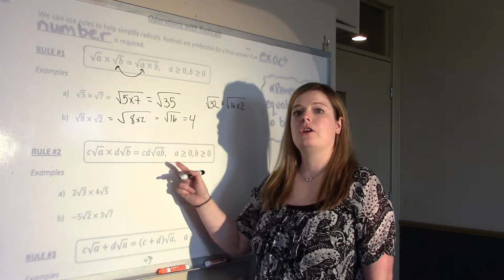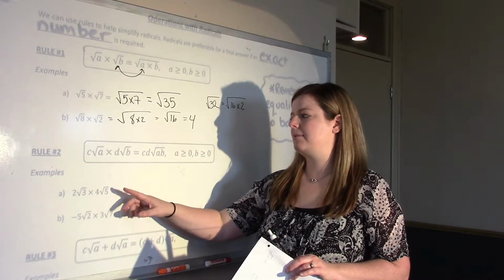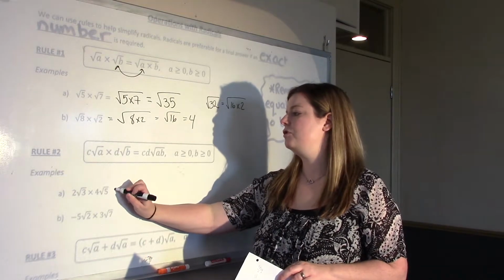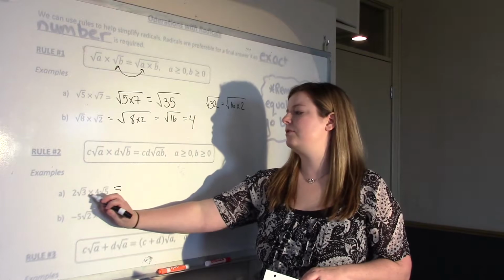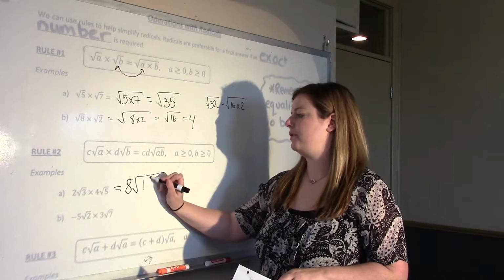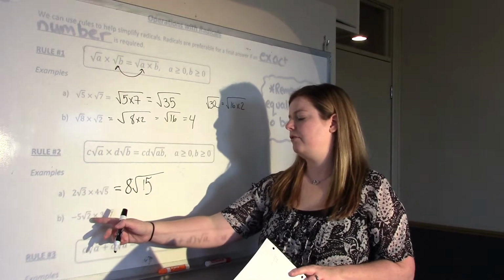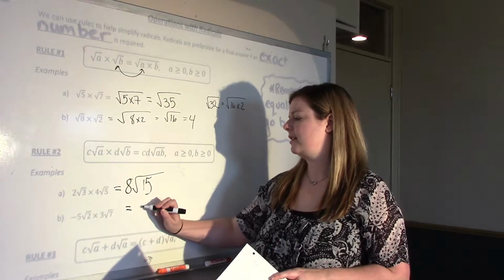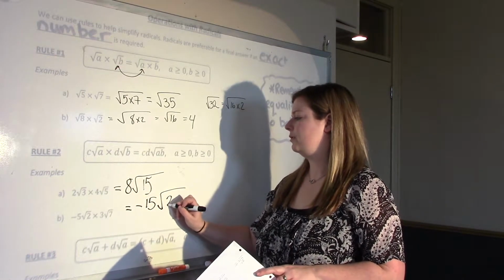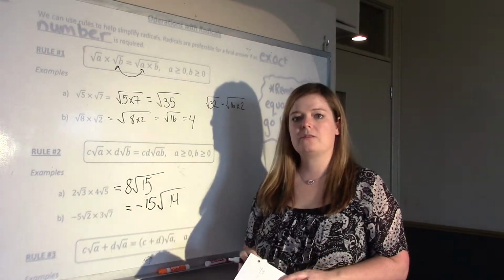Okay, our next rule is that C times root A times D times root B is the same as CD root AB. So in other words, if there are coefficients outside of the radicals, you can multiply the coefficients to be outside and then multiply what's underneath the square root to be inside. So if you have 2 root 3 times 4 root 5, you can do 2 times 4 is 8, and then square root of 3 times 5, which is 15. Okay? It just looks nicer. The negative 5 root 2 times 3 root 7 could be simplified to minus 15 root, not 21, 14. Okay? So those are the first 2 rules.